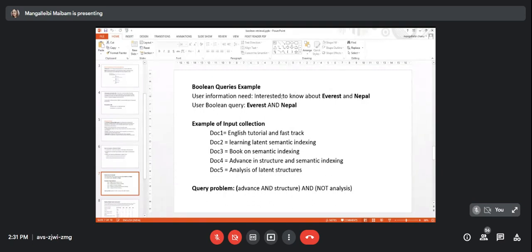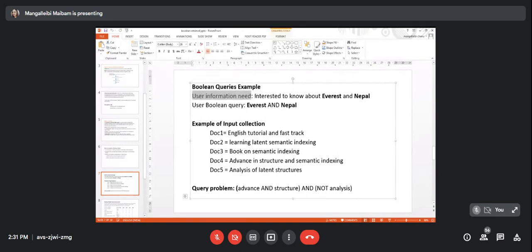Information need: interested to know about Everest and Nepal. This is the information need example. Information need means the information that we require. And the query is Everest AND Nepal. So this is just an example for representing a Boolean query. So the example comes here.